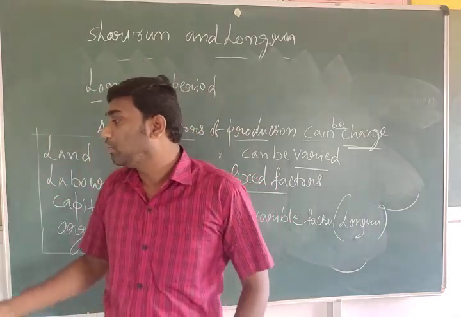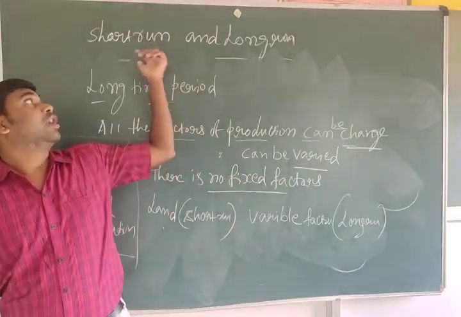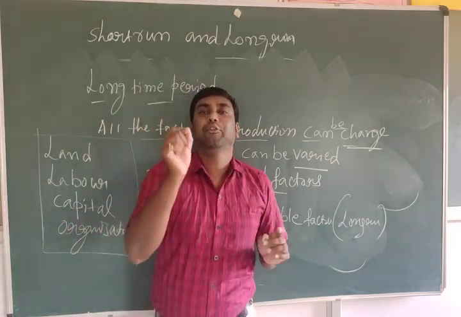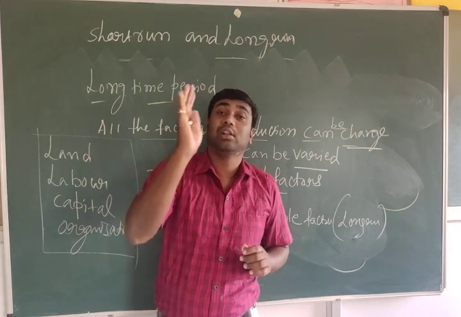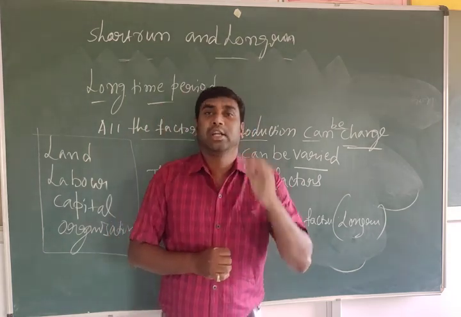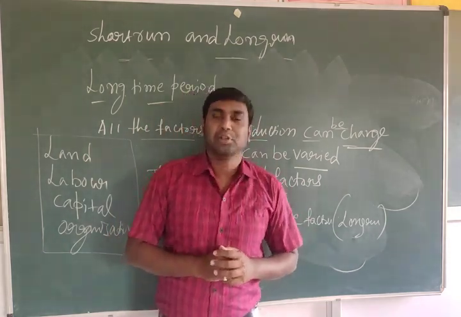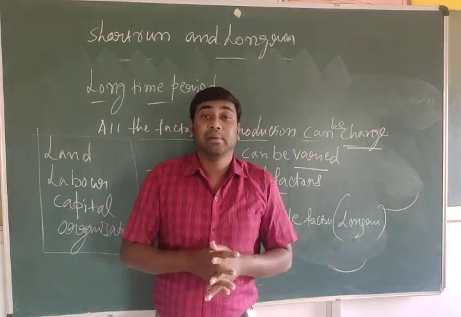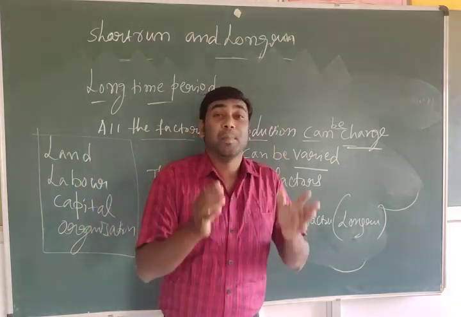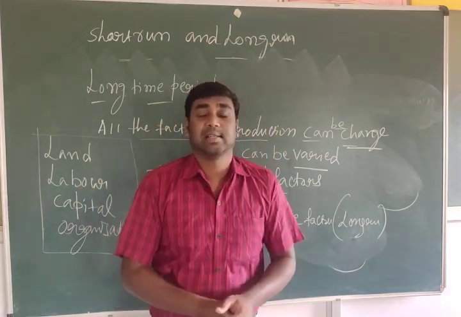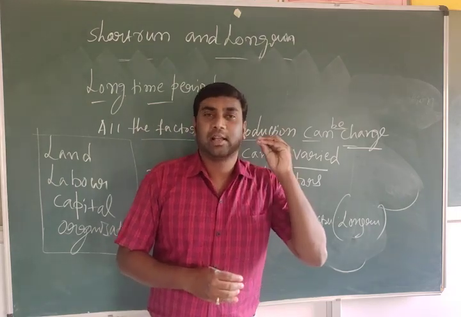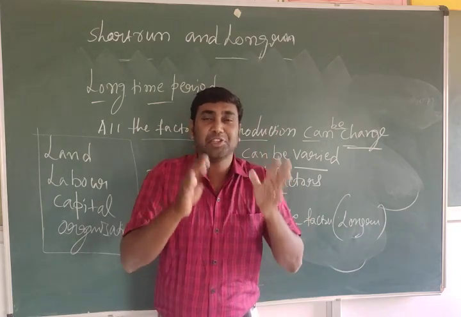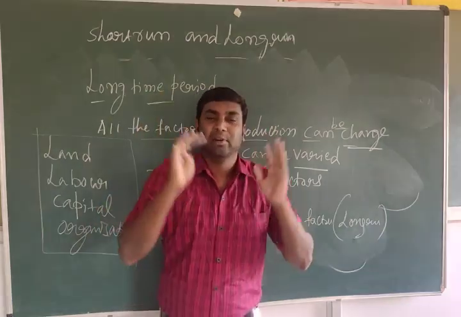I hope you are clear about the meaning of short run and long run. Simple: in the short run, we can change only a few factors of production, not all of them. In the short run, we can observe two types of factors of production: one is the fixed factor, another is the variable factor. Among the variable factors, we can observe raw materials, labor, even electricity. Among the fixed factors, like land, capital, machinery, buildings. Those factors which can be varied are called variable factors.